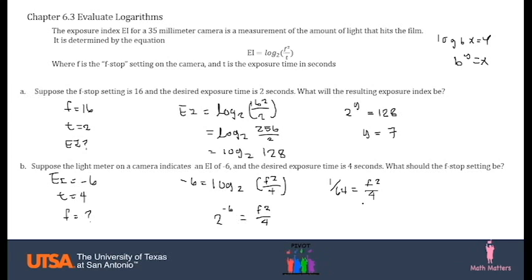And to solve for f, we have to multiply both sides by 4. Then in that case, we have 4 over 64 equals f squared. And then that can be simplified to 1 over 16 equals f squared. Because we're trying to find the value f, we're going to take the square root of both sides. So then you have 1/4 equals f. And that is going to be your answer.